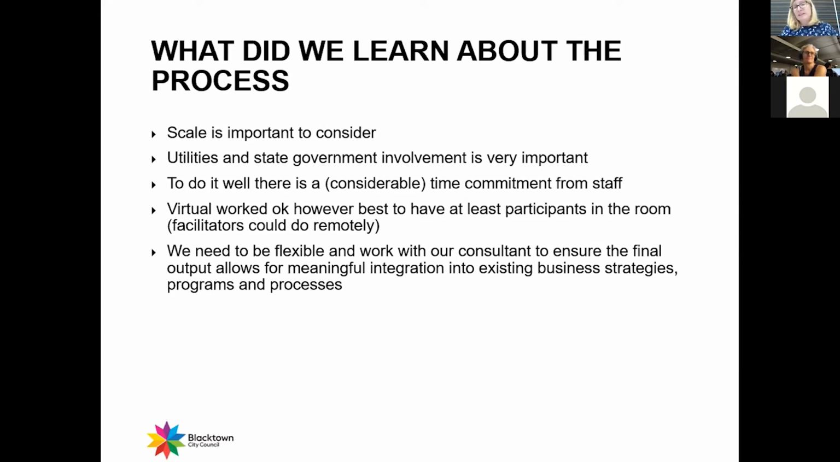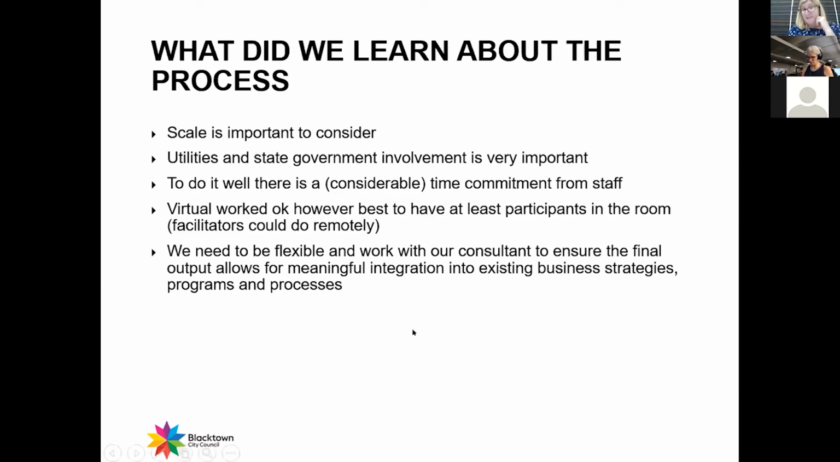So utilities and state government involvement is really important. And we did have some fabulous feedback and input from the likes of Sydney Water. But you can also imagine that an organisation like Sydney Water having three or four people who can be across everything that's happening in that space perhaps isn't a reflective picture, which is why I'm talking scale. Maybe it needs to be at a bigger scale.